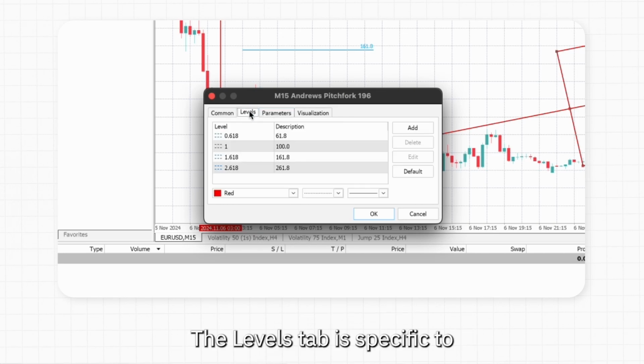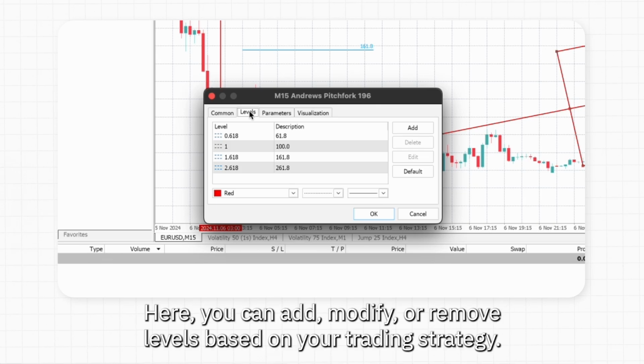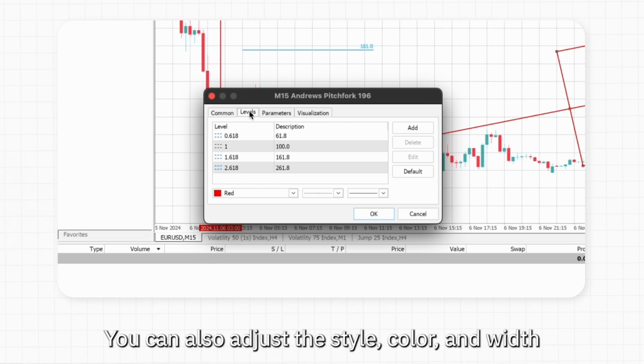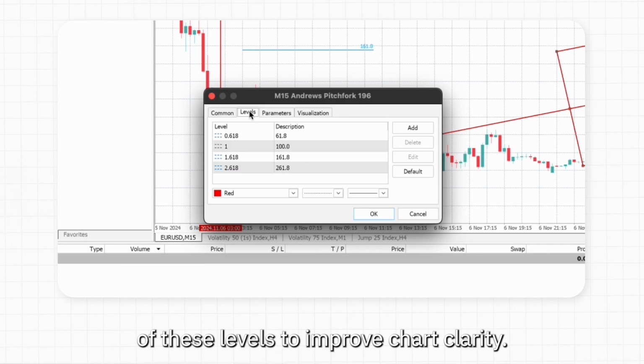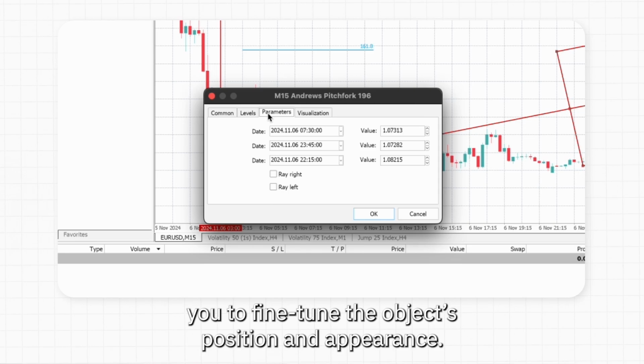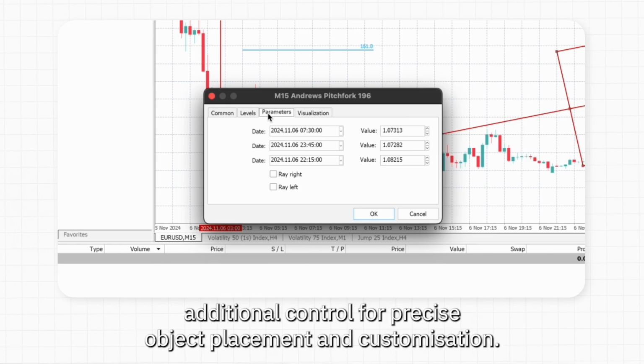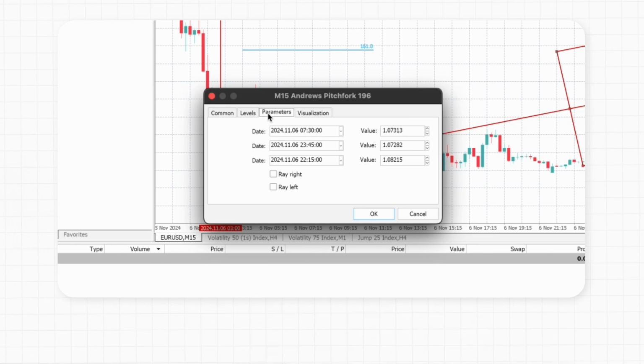The Levels tab is specific to objects like Fibonacci tools and Andrews Pitchfork. Here, you can add, modify, or remove levels based on your trading strategy. You can also adjust the style, color, and width of these levels to improve your chart clarity. The Parameters tab allows you to fine-tune the object's position and appearance. You can set coordinates, adjust the angle or scale, and provide additional control for precise object placement and customization.